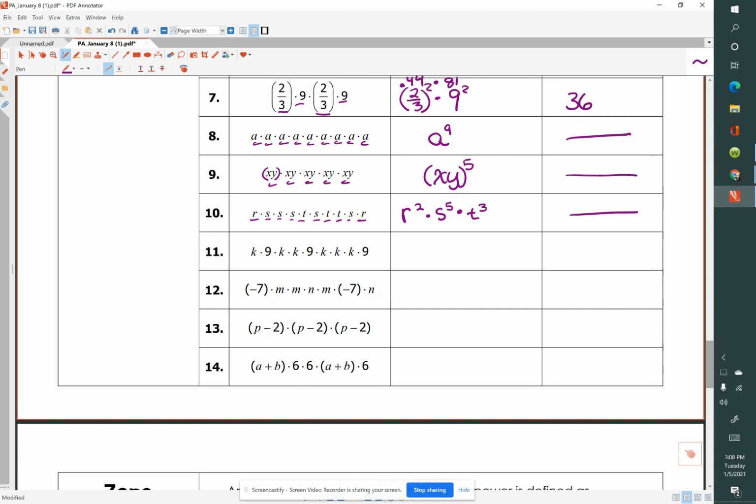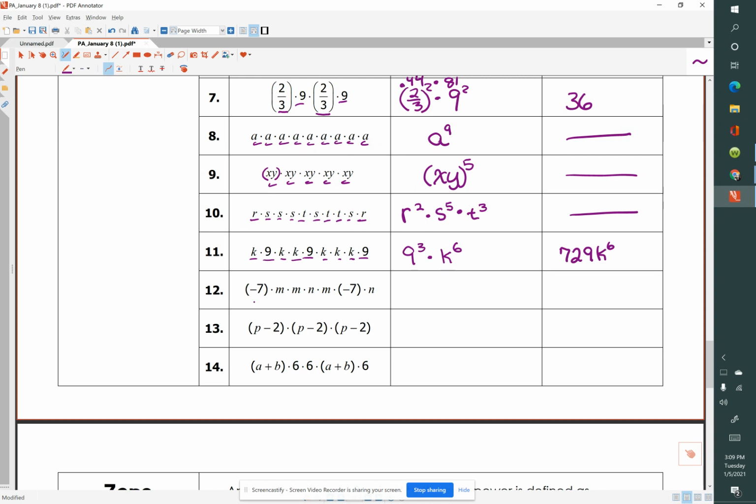Now we've got some k's and some 9s. I'm going to do the 9s first, and then I'll do the k's. So I have 1, 2, 3 9s. That would be 9 to the 3rd times k to the 1, 2, 3, 4, 5, 6, k to the 6th. So that would be 9 to the 3rd, k to the 6th. 9 times 9 times 9 is 729, and k to the 6th we cannot standardize. So that would be 729 k to the 6th.